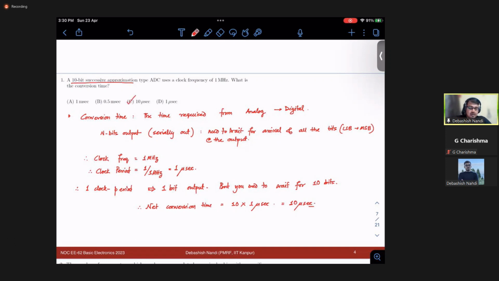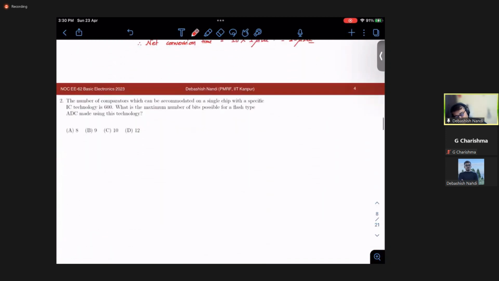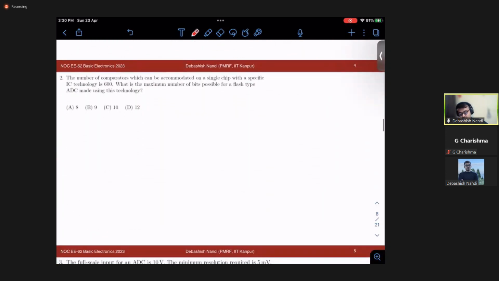So this is very simple. You just need to know the type of your ADC and how the outputs are coming. It is coming sequentially, one by one. So you need the entire 10 bits to have a proper understanding of the input voltage, right? So that's why you have this total of 10 microseconds of conversion time. Okay, so let's move on to the next problem.